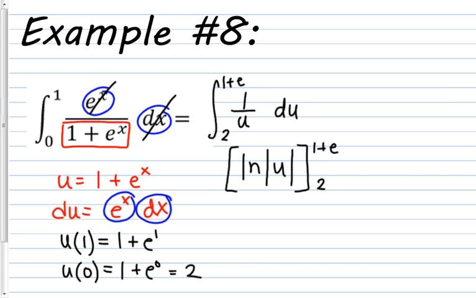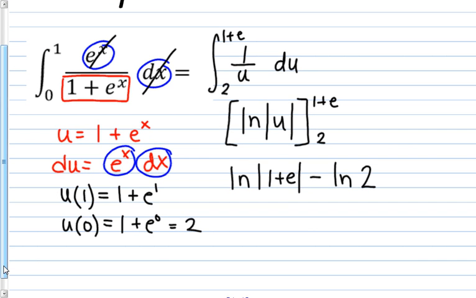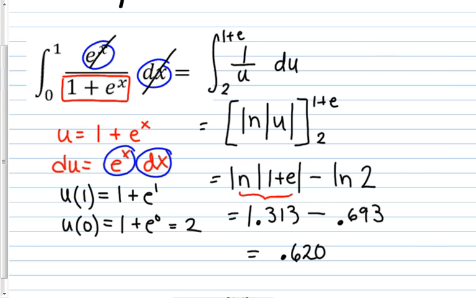Okay, so plug in natural log of 1 plus e, minus natural log of 2. Now, the natural log of 1 plus e could be plugged into the calculator. All right, so I plugged those things into the calculator. Natural log of 1 plus e is 1.313 minus 0.693, which is the natural log of 2. And so I got 0.620.